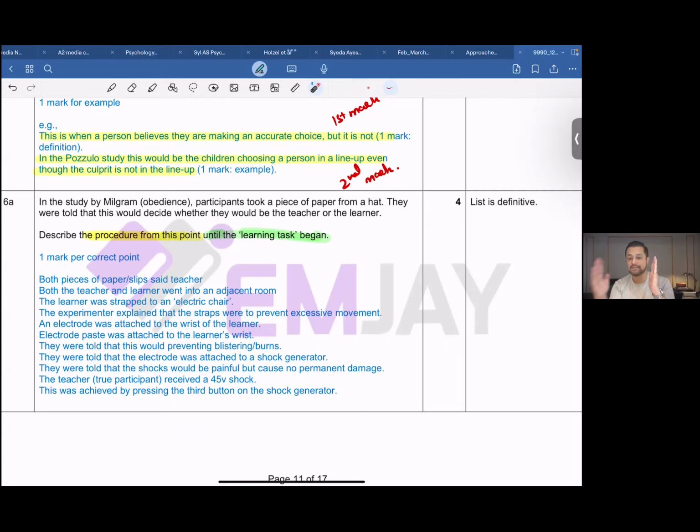First, this happens, this happens, this happens, this happens, and this happens. So even if you talk about this question in particular, this question says, describe the procedure from this point until the learning task began. Now, from this point, what's that? This point is here.